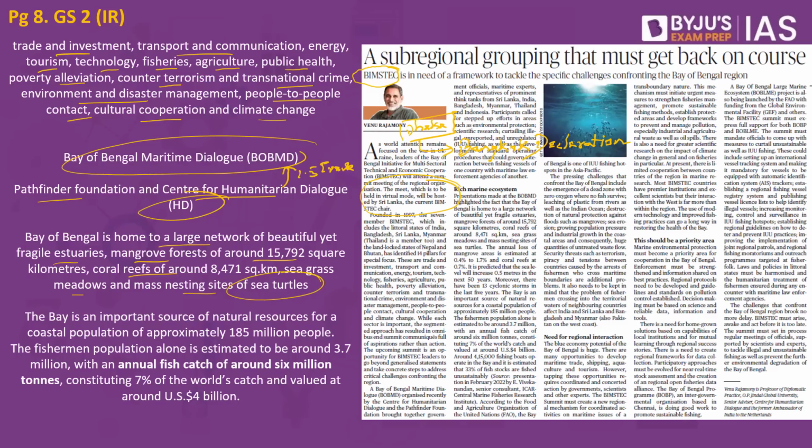This is one advantage. Added to it, the Bay of Bengal is an important source of natural resources for a coastal population of approximately 185 million people. The fishermen population alone is estimated to be about 3.7 million, with an annual fish catch of around 6 million tons, constituting about 7% of the world's catch and valued at about 4 billion US dollars.